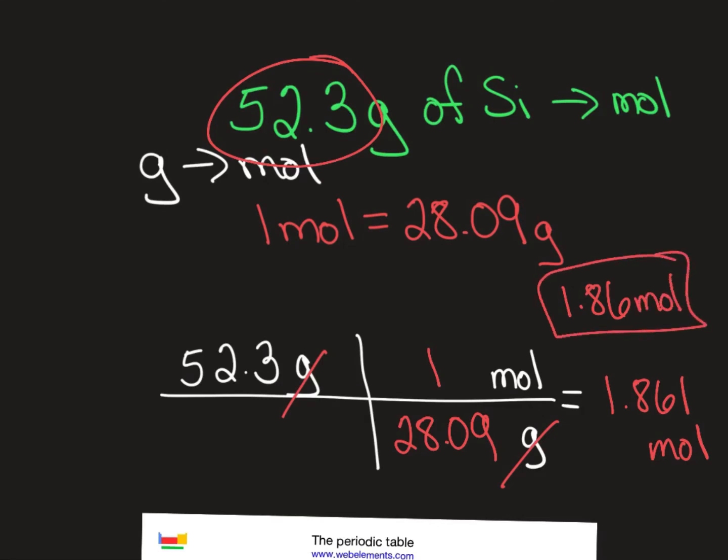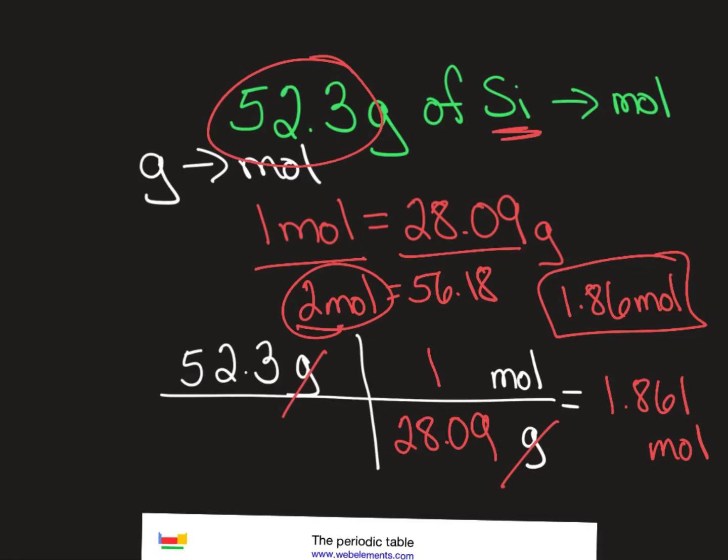So let's see if this makes sense. All right, I had 52.3 grams of silicon. How many moles is that? Well, 1 mole of silicon is 28.09, okay? Let's see what 2 moles of that is. So 28.09 times 2. 2 moles of silicon is 56.18. All right, I have 52.3, so I have 1.86 moles. Yes, it does make sense. It's not going to be exactly 2 moles, because 2 moles is 56.18.